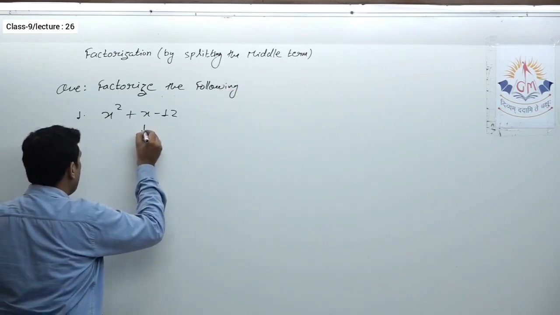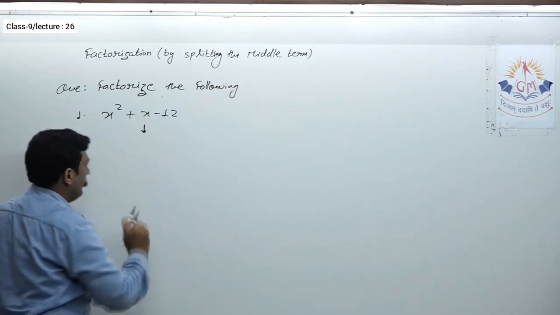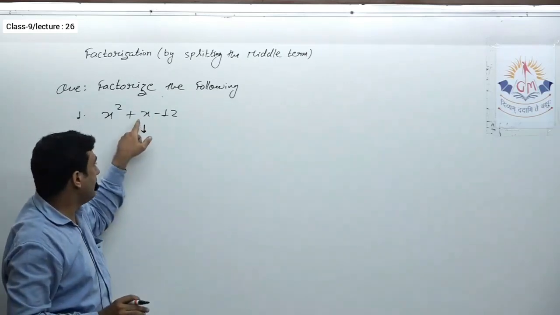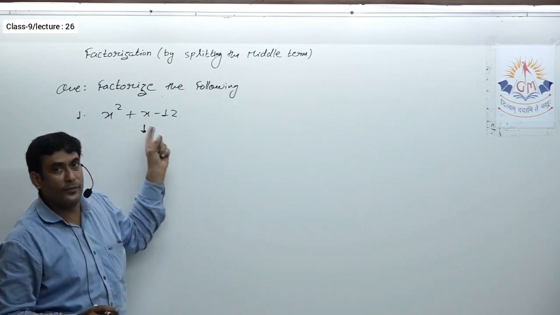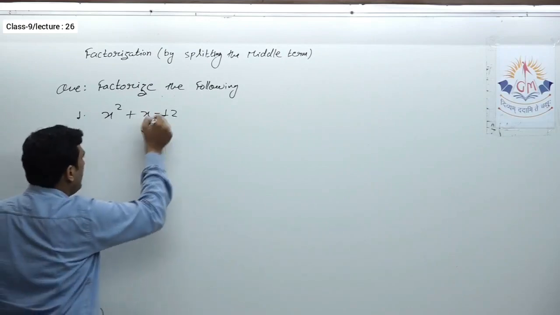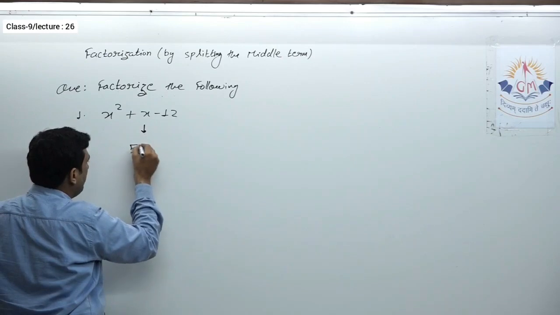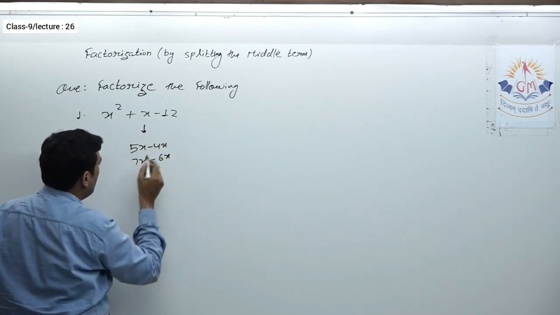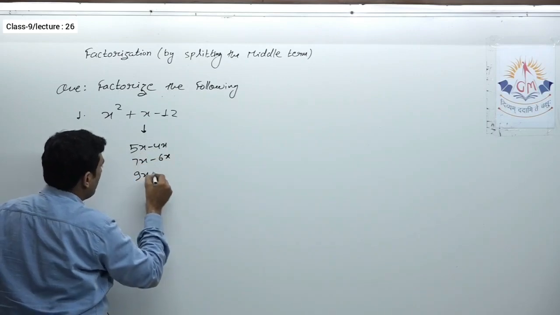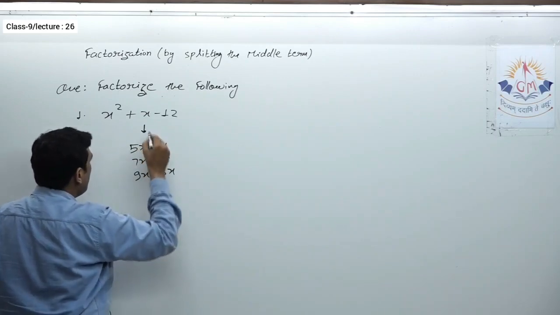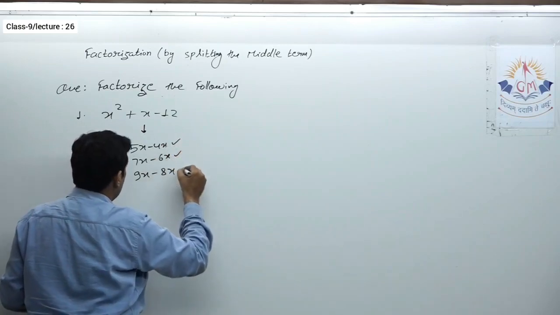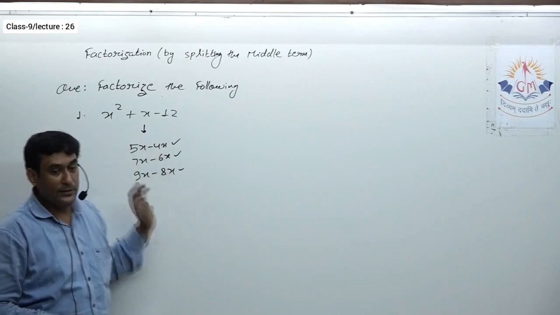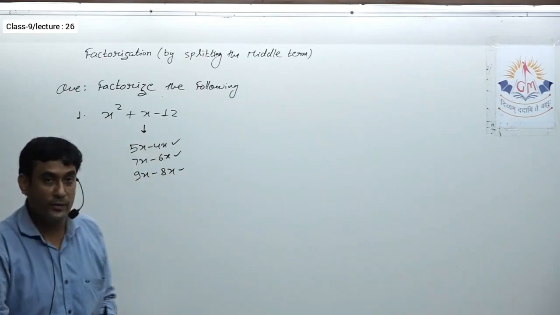Here the middle term is x. So we have to make two parts of x. That means we have to write x in such a way that either their sum or their difference is the middle term. For example, here in place of x I can write 5x minus 4x, or 7x minus 6x, isn't it? There are so many ways, or 9x minus 8x. In all these ways I will get x. Then which one is correct? There are infinite ways to write x. Then how will we get to know which one is correct?